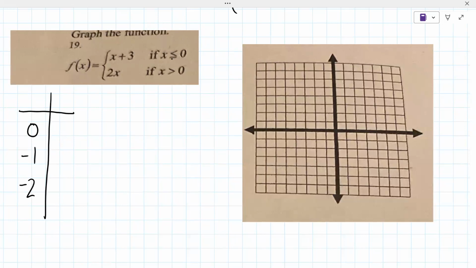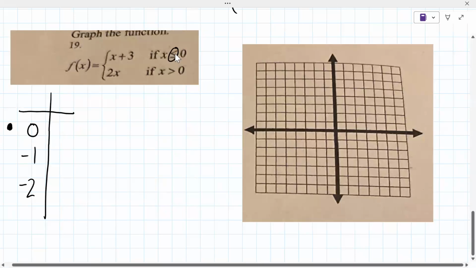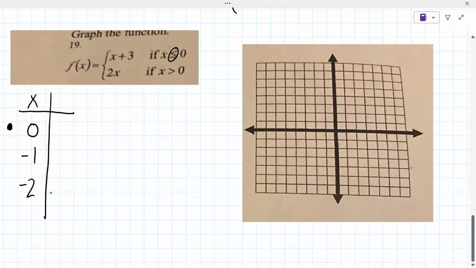And then the next thing is because it's a less than or equal to, I like to make a note that it's a filled in dot. Oh, that's the other thing. How do I know if it's filled in or an open dot? Right. So it's filled in because it's a less than or equal to. Could you put 0, -1, and -2 into this top one and give me the y values?